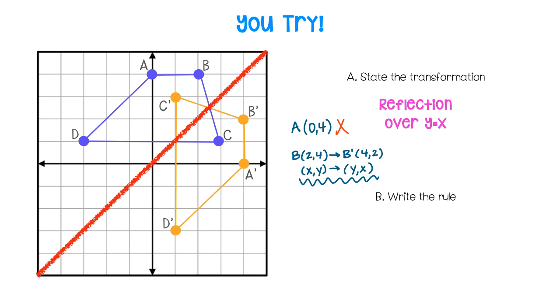So the second question is write the rule. Well, if you figured out A the way I just showed you, you've already come up with the rule. X, Y change to Y, X.